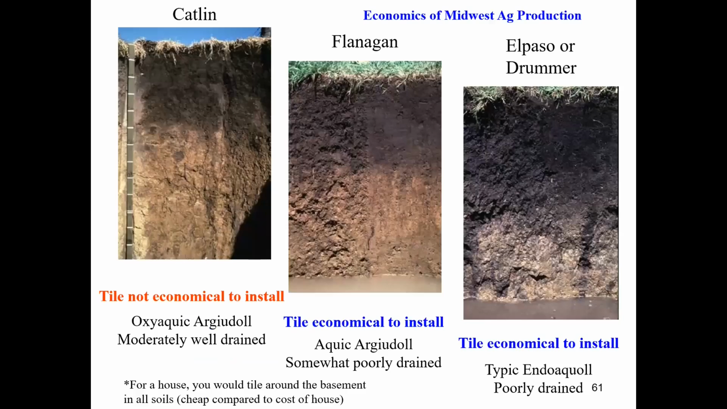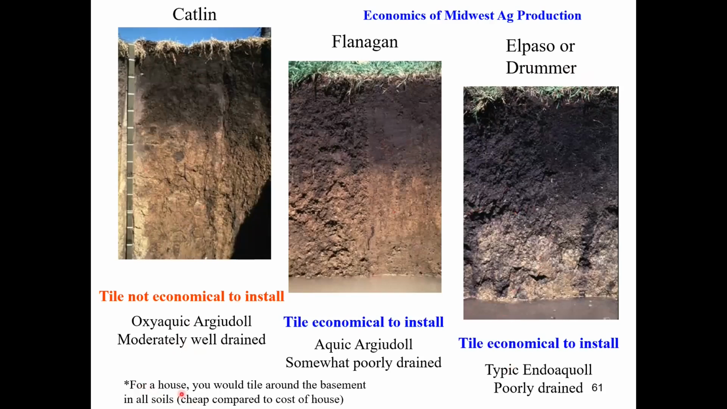So if we look at what those soils look like, Catlin, Flanagan, El Paso, or Drummer are three very common soils in the watershed. As you get wetter, you'll notice the A horizon or the topsoil gets thicker and darker, and you start to see more gray or evidence of iron reduction underneath that. So in the spring, in an untiled situation, this El Paso or Drummer soil would have water at the surface, might even be ponded. The Flanagan might have water up into the topsoil, and the Catlin, the water table is only going to make it up into here. So with corn and soybean production, it's not economical to tile these moderately well-drained soils. The water table just doesn't get close enough to the surface often enough. But it is economical to tile the lower soils.